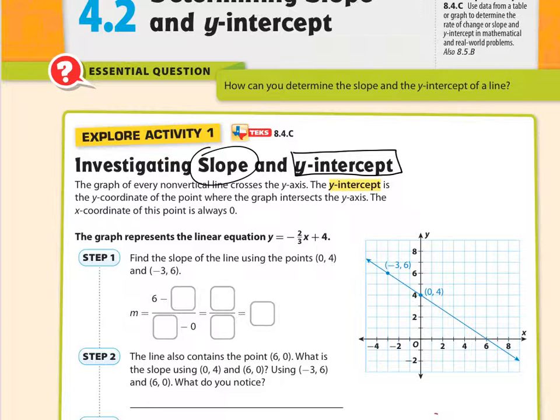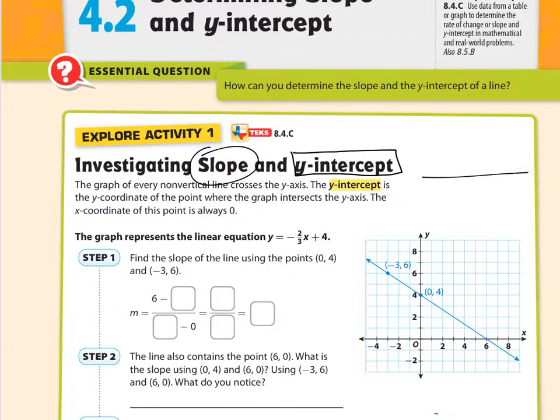The concept of the y-intercept is really not that tough. It's where we intercept the y-axis. It's good to be able to recognize this immediately because this is our starting point. This is our initial value. In fact, they say that. Basically, it tells us here that the graph of every non-vertical line crosses the y-axis.